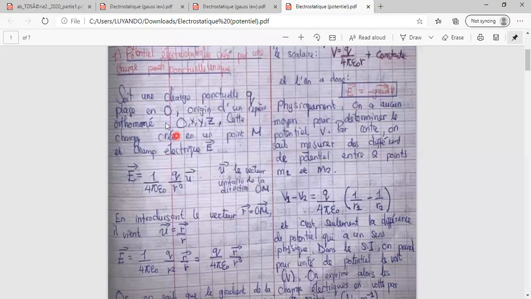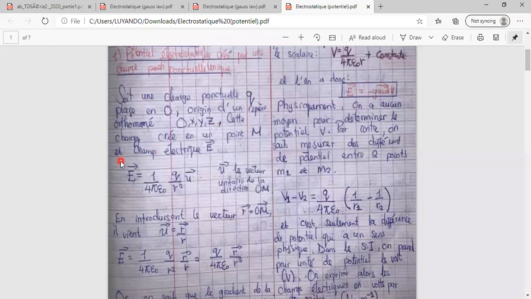So if we've got a charge at the point O, which is the origin in this frame, this axis, we've got O, X, Y, and Z. So we've got 3 axes. We've got the X axis, the Y axis, and the Z axis, all meeting at 90 degrees to each other. This charge creates at a point M an electric field E.